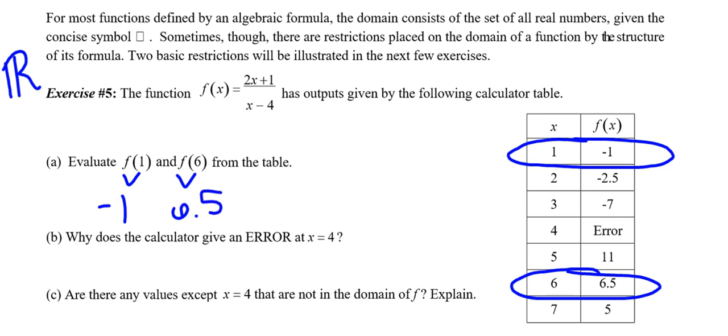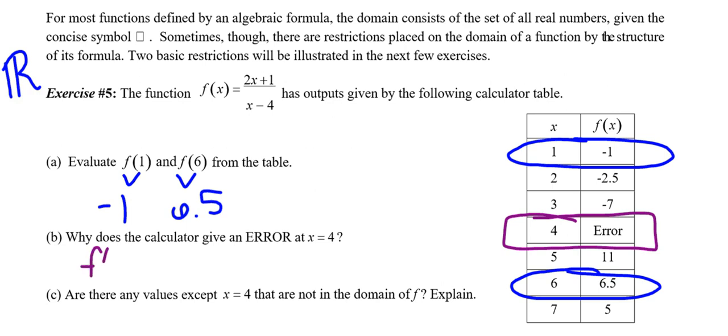Why do you think the calculator gives an error at x equals 4? So right here, why do you think it gives an error? I want you to think about that. Jot down your answer, why you think it might. And I'm going to tell you. The 4 is not in the domain. Can't come out in the input because of this reason.